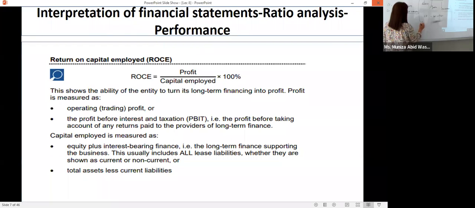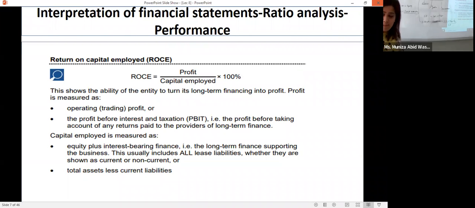Rearrange this equation. This equation, assets is equal to long-term liabilities plus short-term liabilities plus equity. So assets minus current liabilities, short-term liabilities, is equal to long-term liabilities plus equity. Is it? If you are going to rearrange this equation, you are going to get this. So this is capital employed, long-term liabilities plus equity is capital employed.